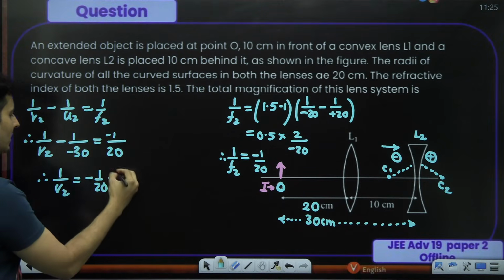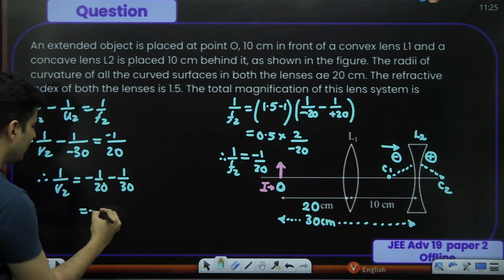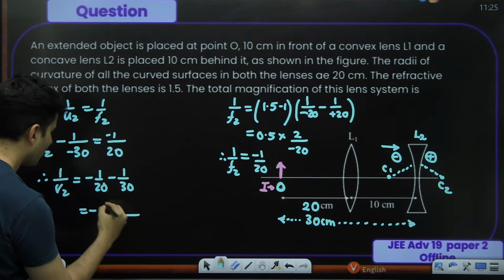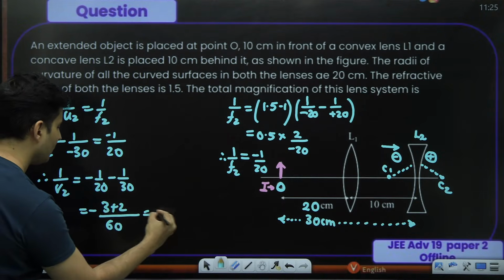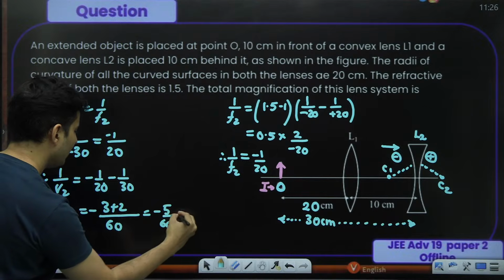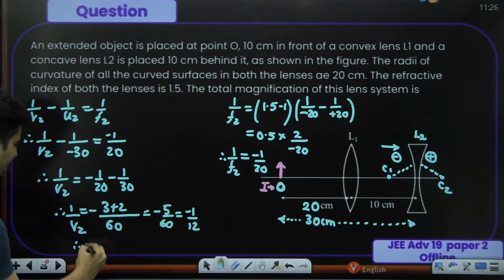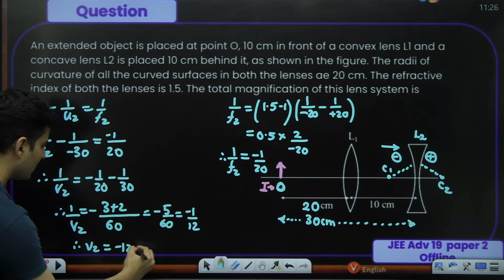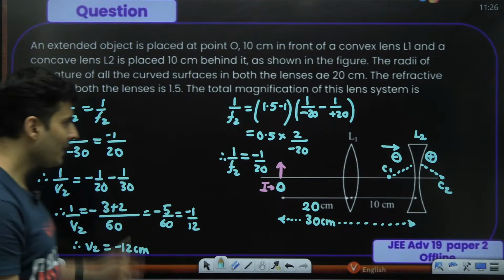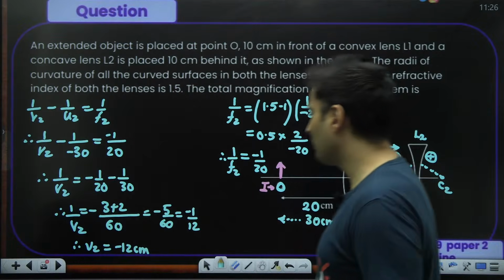Minus minus plus goes on the other side, again becomes minus. Take the LCM, which is 60. This will be 3 plus 2, so this will become minus 5 by 60, which is minus 1 by 12. Therefore, V2 will be nothing but minus 12 centimeters. So we have found V2 also, which is minus 12.